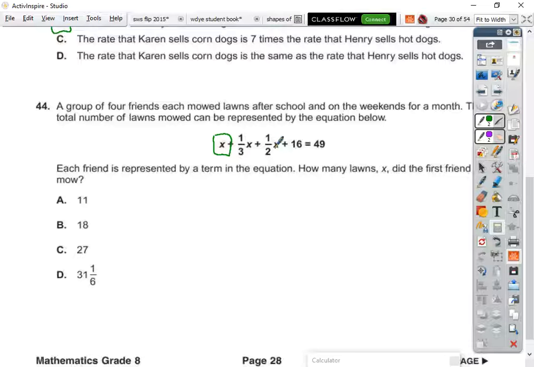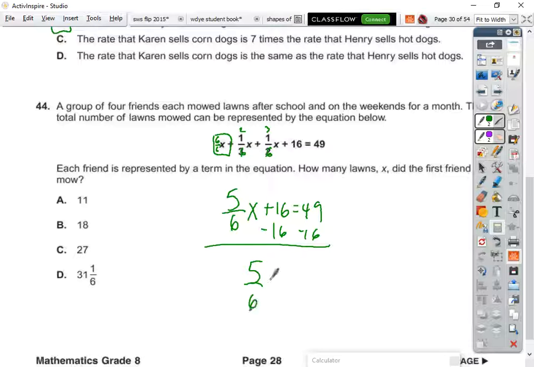And so all told, turning this into sixths, it's 3/6, this is 2/6, this is 6/6, right? That's 1. So we have 5/6 x plus 16 is equal to 49. Minus 16, minus 16. So we get 5/6 x is equal to, okay, so that's 33.